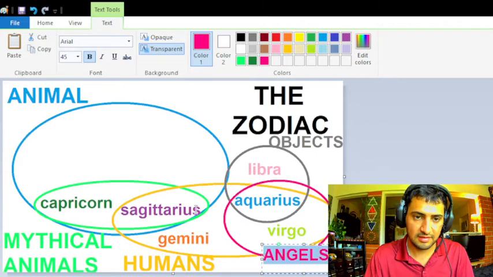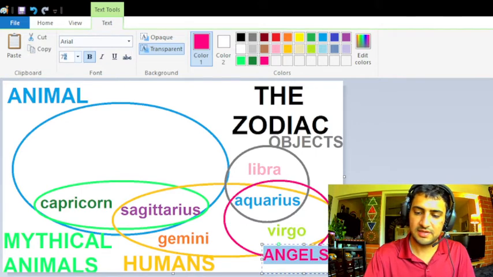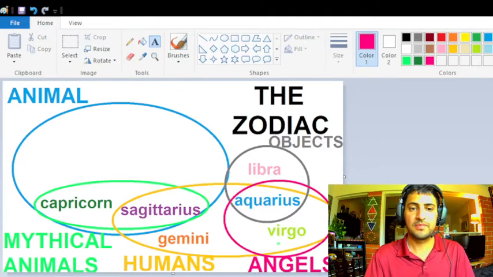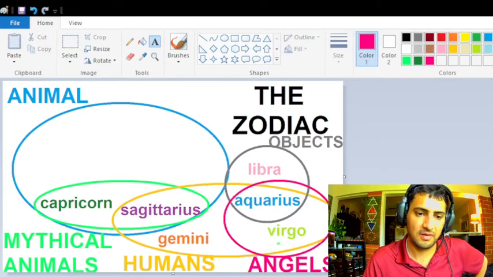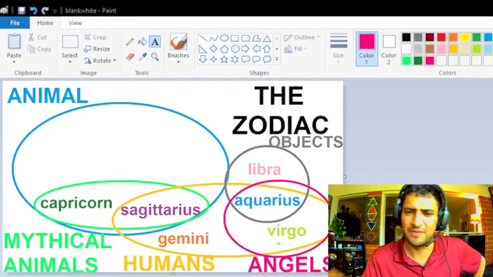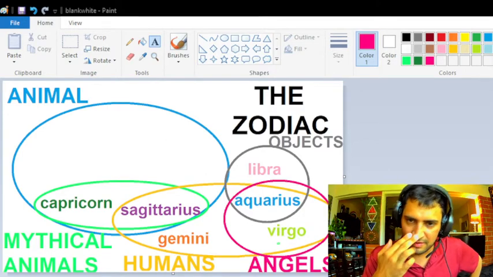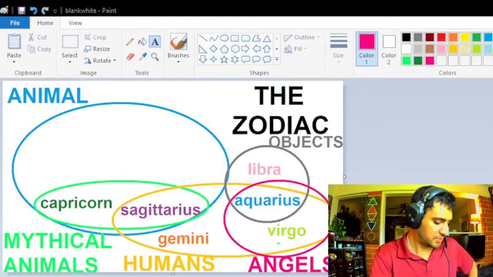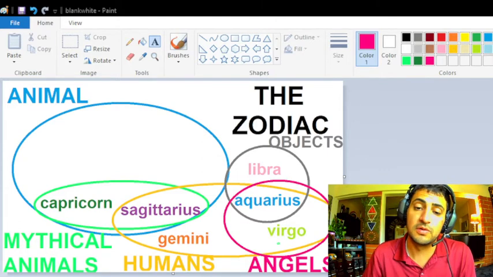So, angels, and that may sound very weird. What size did I do for the other ones? Like 60, I think, maybe. And in angels, I put Virgo and Aquarius, and you may see that and be like, "What? No way! These signs are dicks. They're not angels." Excuse my language, but no, it's true.